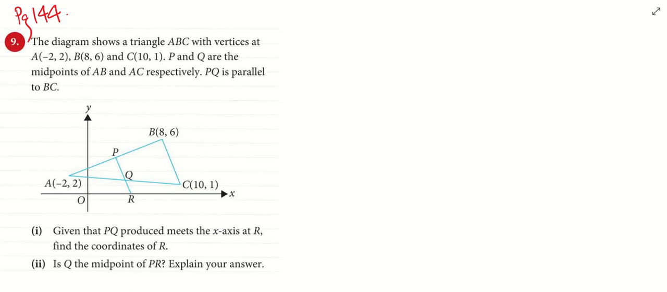Okay, let's look at the information for this question. All right, the coordinates are actually given to us. Okay, we are told that P as well as Q are the midpoints, and that PQ is parallel to BC. So I'm going to note down inside. Since P and Q are the midpoints, I'm going to find the midpoint first.